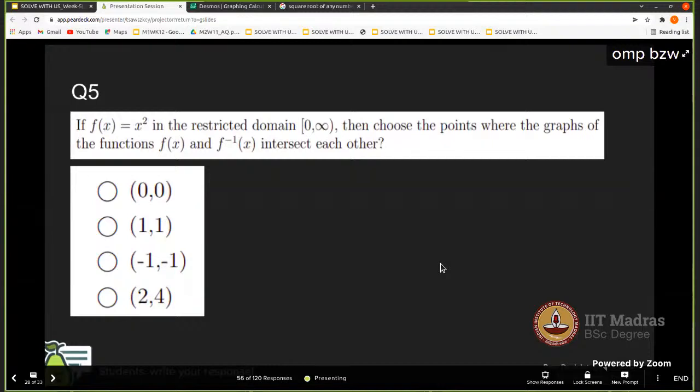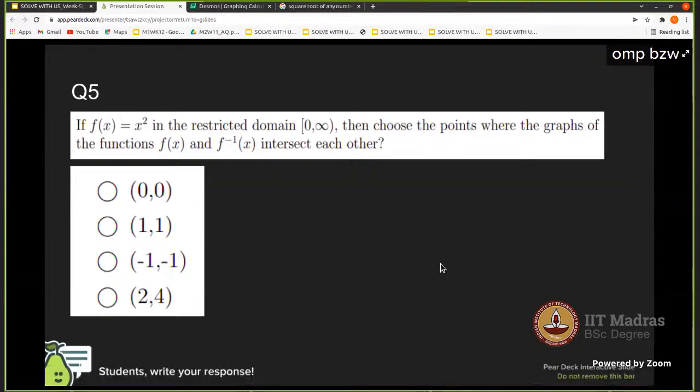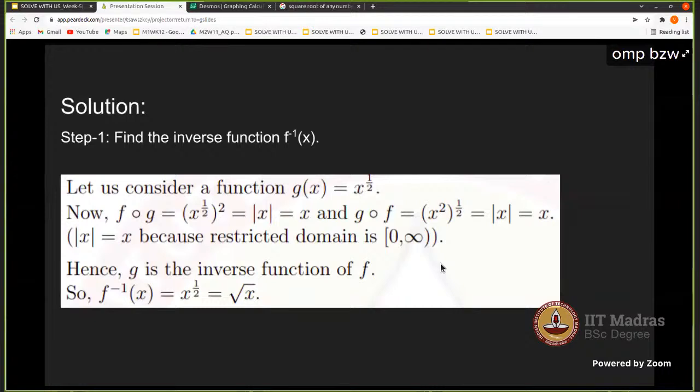So how do we proceed? First and foremost, we have to find what is f inverse of x. So find the inverse function f inverse of x. How do we find this? You know how to compute inverse functions. So I need to get a function g of x such that f of g of x should be equal to g of f of x should be equal to x, right? So I consider a function g of x which is square root of x or x to the power half.